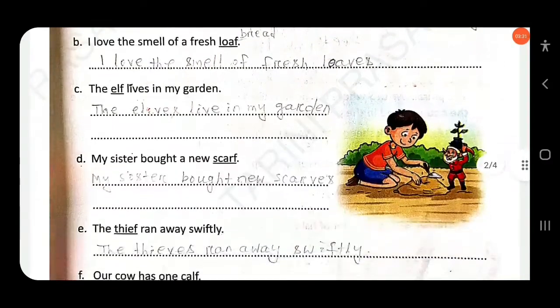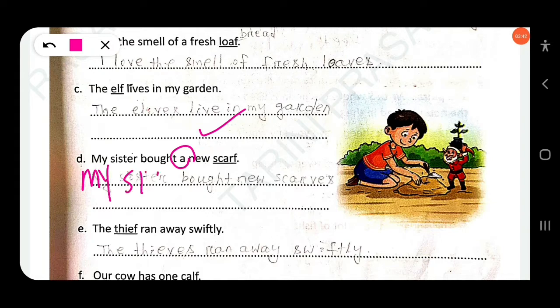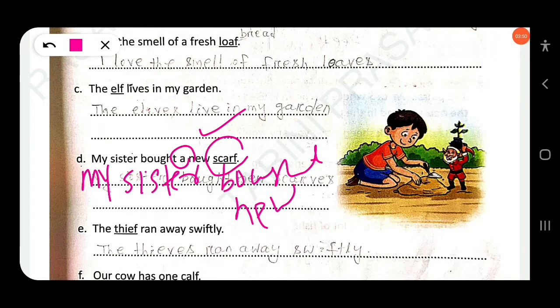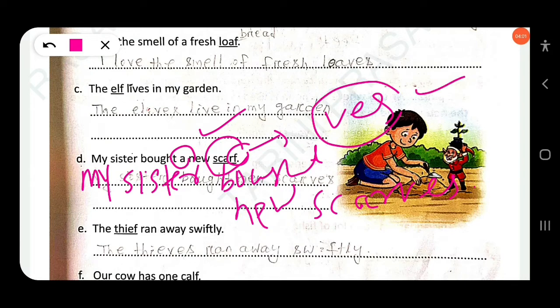Then the next question: my sister bought a new scarf. Here the indefinite article is used. My sister bought new scarves. The noun ends with f, so it will change into plural with ves. You just have to remove f and add ves in place of f. Clear?